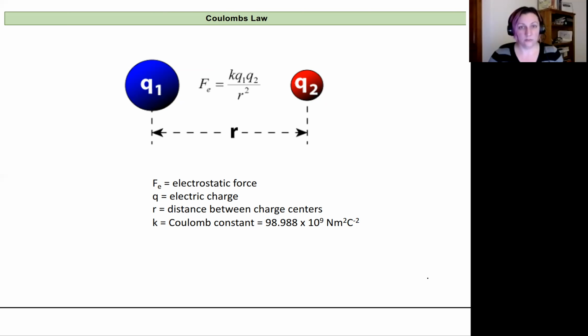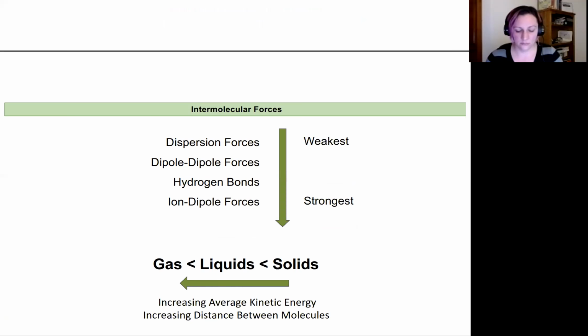And so using Coulomb's law, we can say, all right, well, if this is how we get this attraction for bonds, we're going to have the same attraction that occurs between molecules, but because the distance is greater, the overall electrostatic force of that attraction is less. And so you can think of an intermolecular force as the same type of interaction as a bond, but just on a much smaller scale.